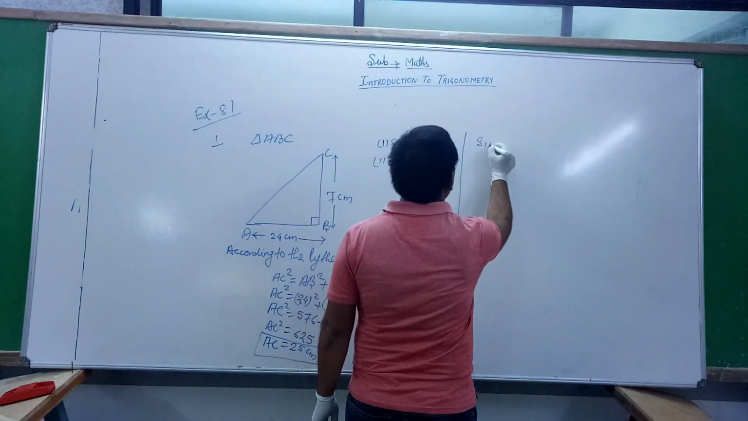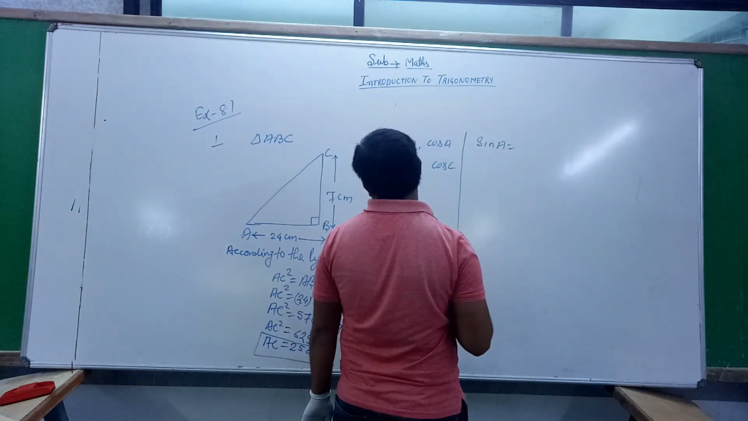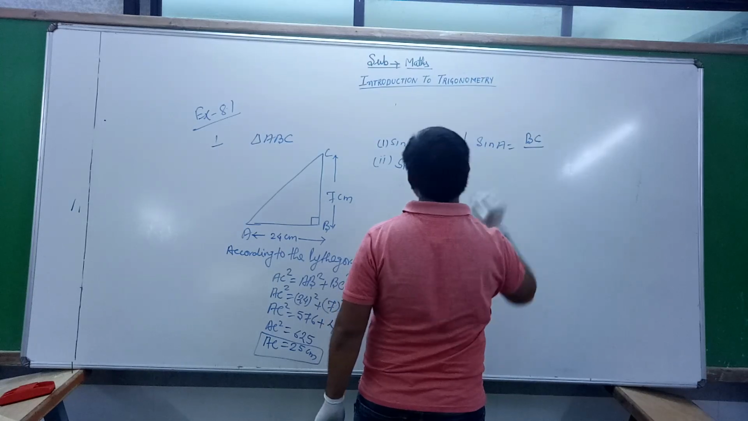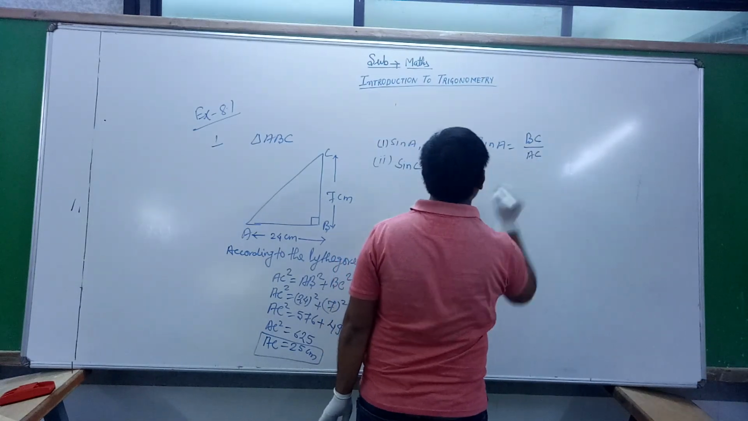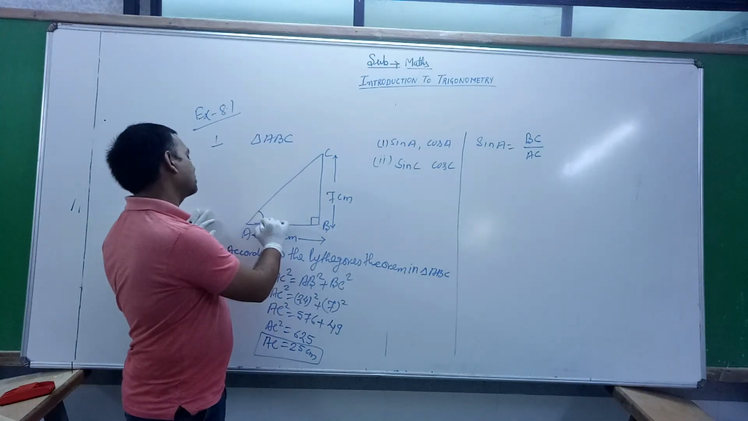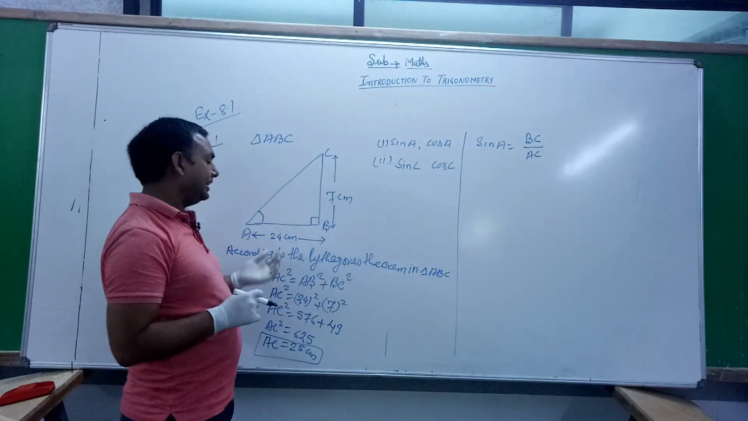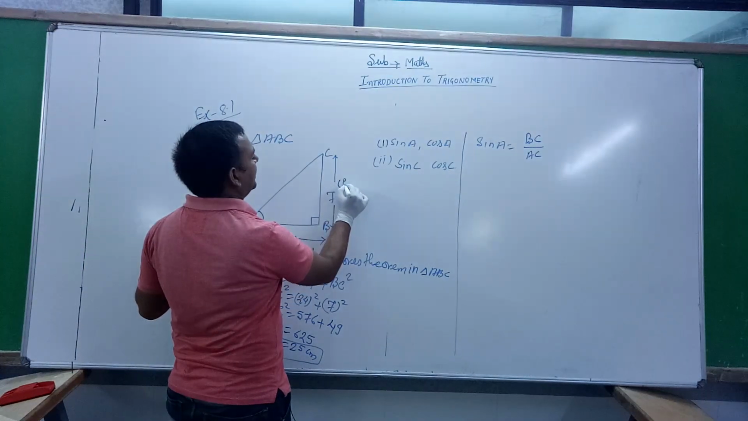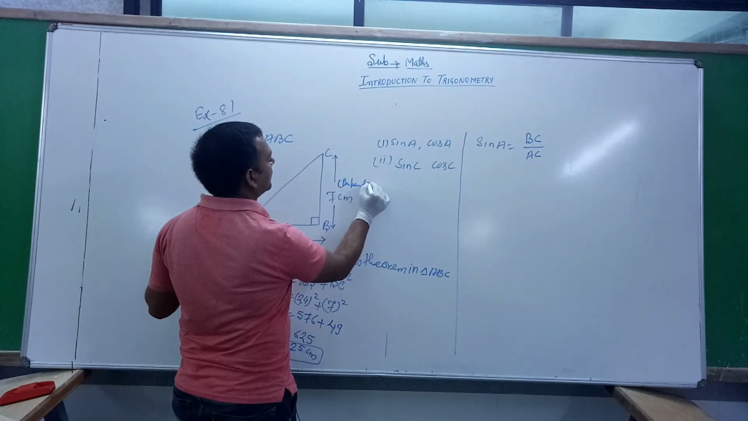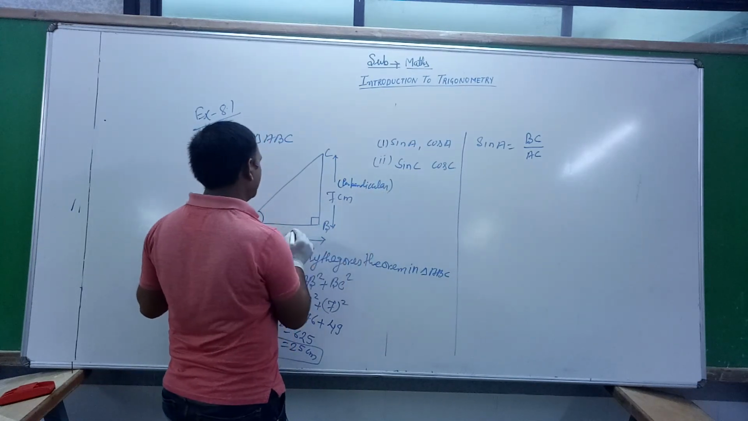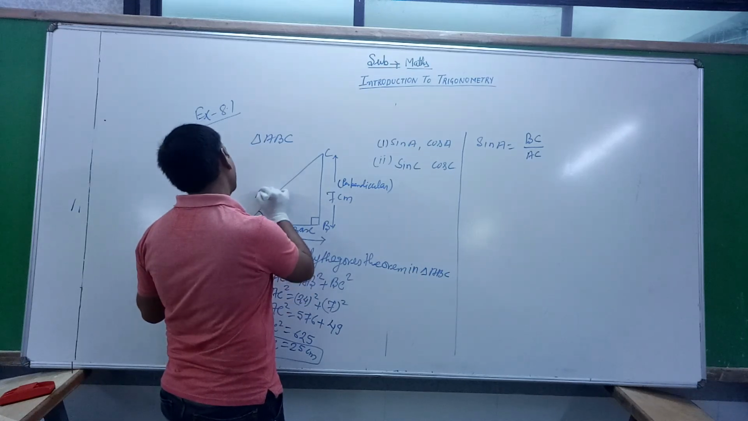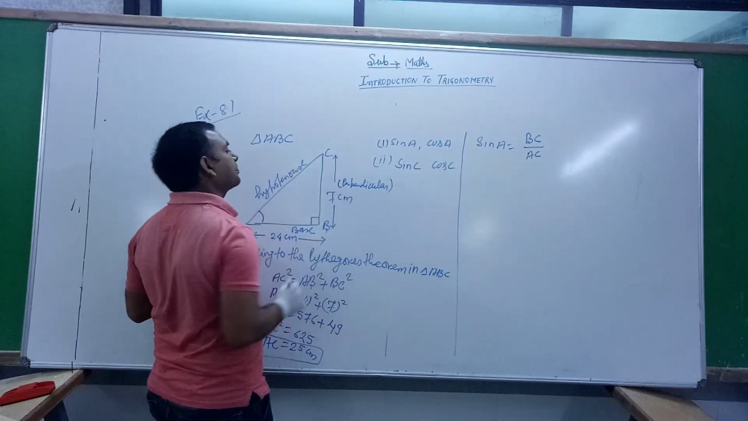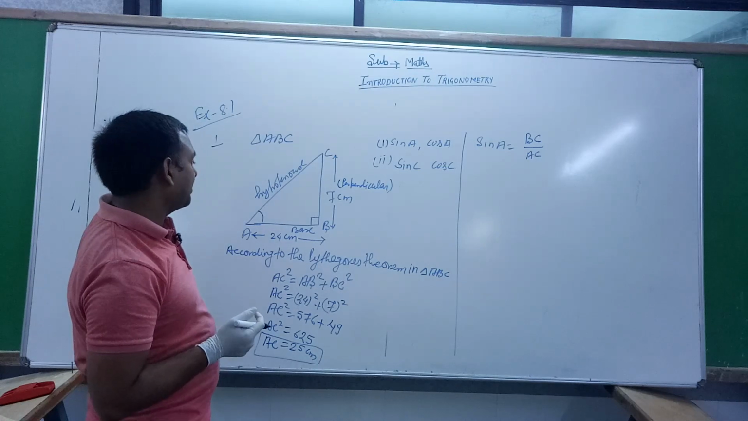In the case of sine A, that is equal to perpendicular, that means BC, divided by hypotenuse, that is AC. Here you see, if you take the angle A, in the front side this is the perpendicular, this is the base and this is the hypotenuse. So this side is the perpendicular. Okay, so here it is BC upon AC, perpendicular upon hypotenuse.